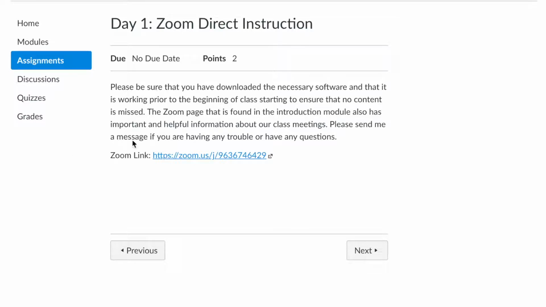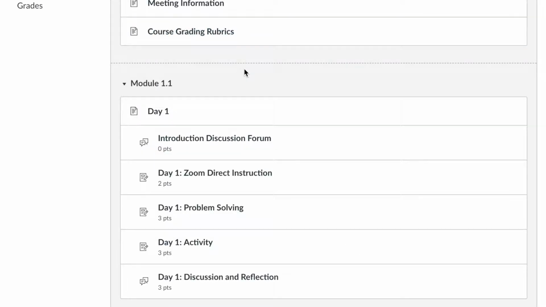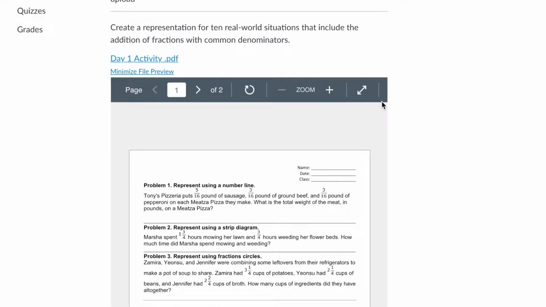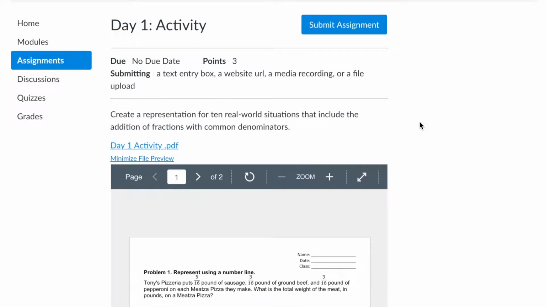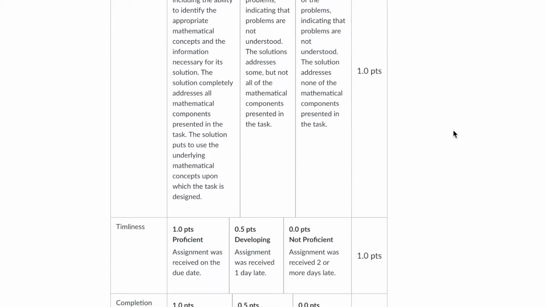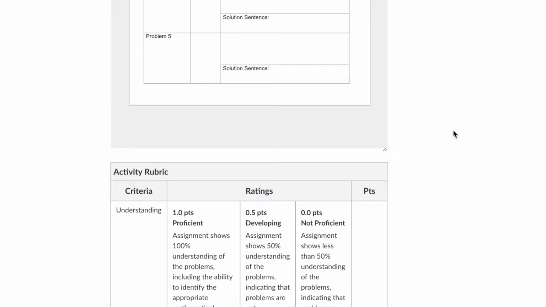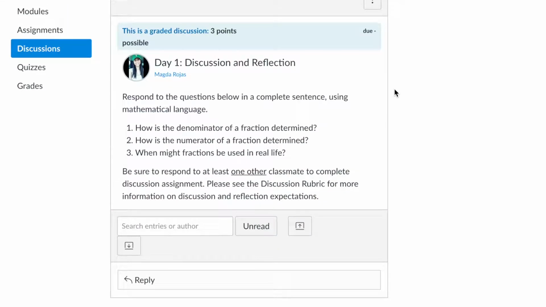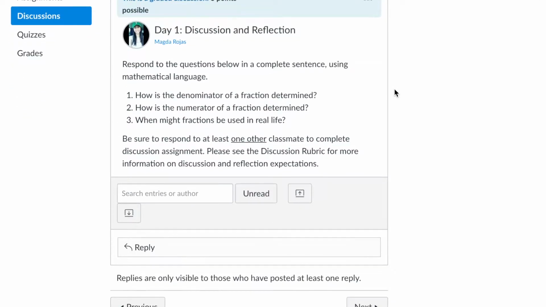Once again, here's the Zoom instruction, and this is only going to be on some of them because it's not going to be needed every single day. Here's an example of the activity page. This is module 1.1, the activity that they're going to be completing, and then the rubric is also attached and found here.